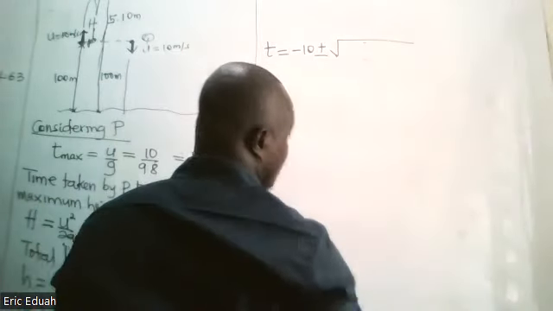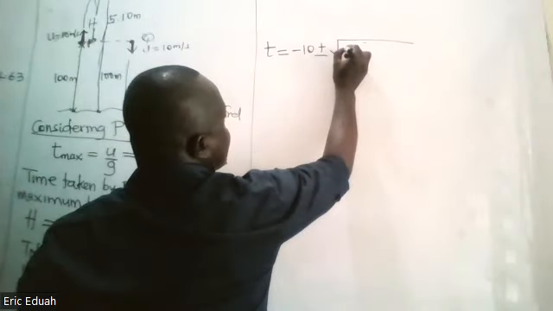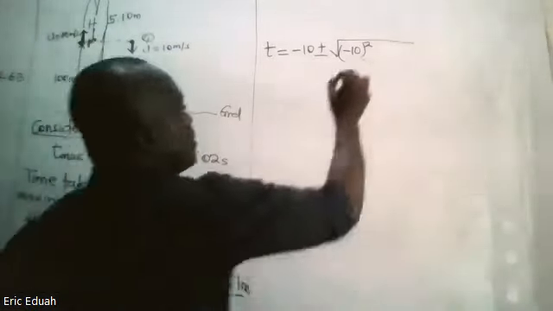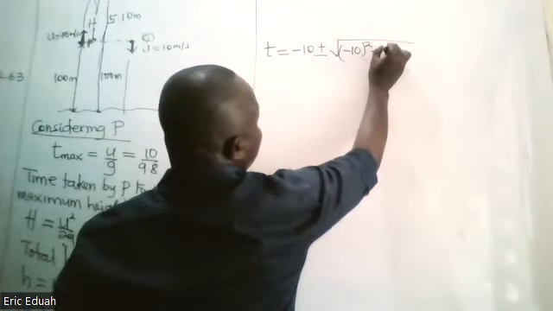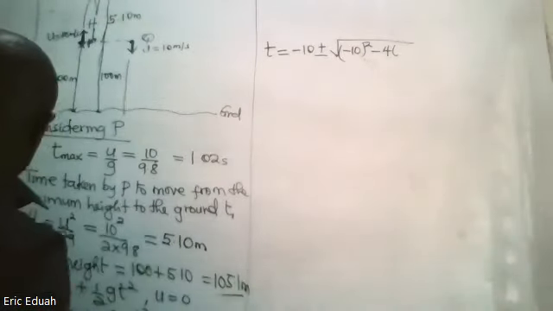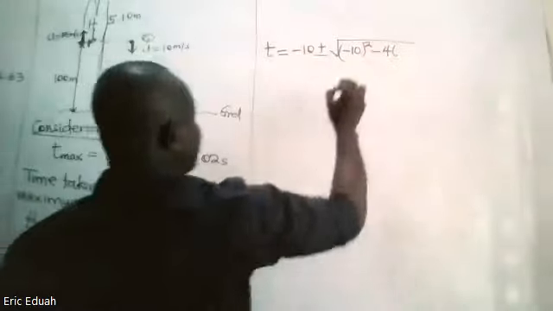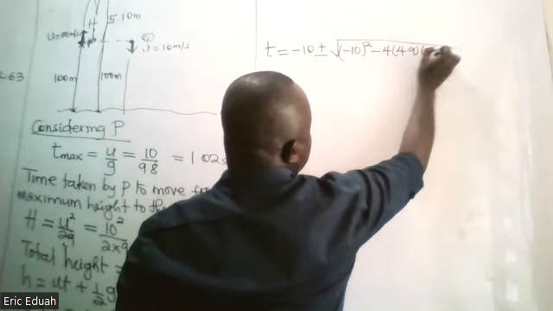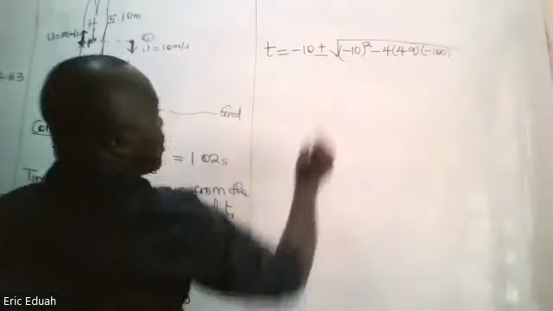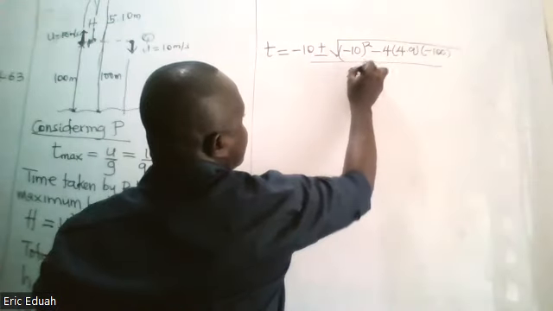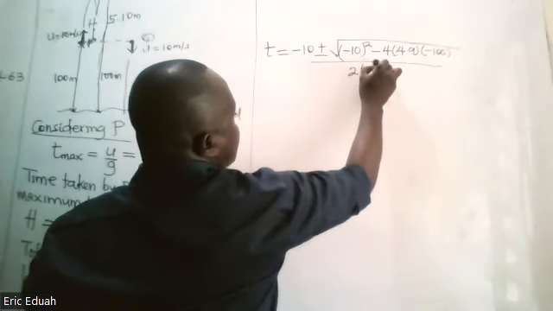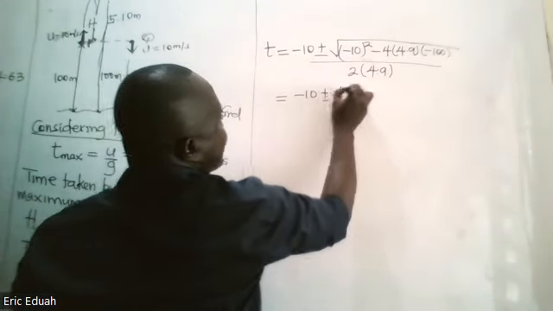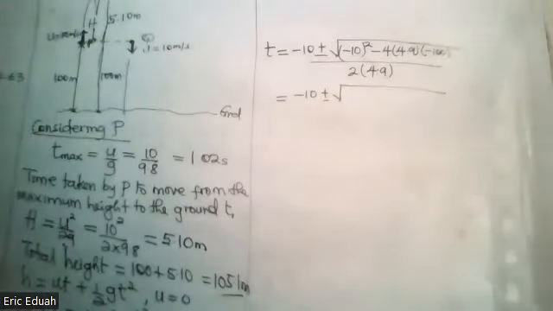Yes. Okay, so minus 10 squared, then minus 4 times A. A is 4.9. Then C is negative 100. All divided by 2 times 4.9. So negative 10 plus or minus. Please simplify all that we have within the bracket for me.